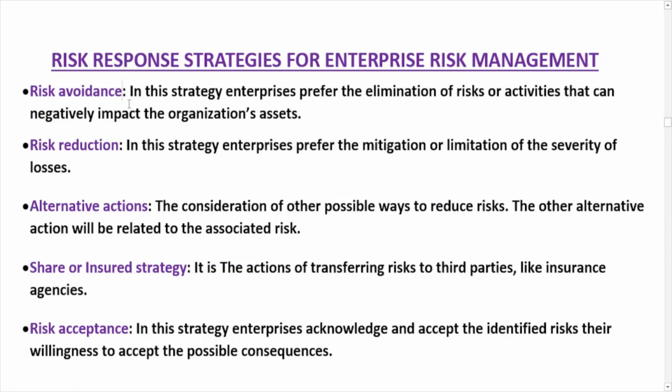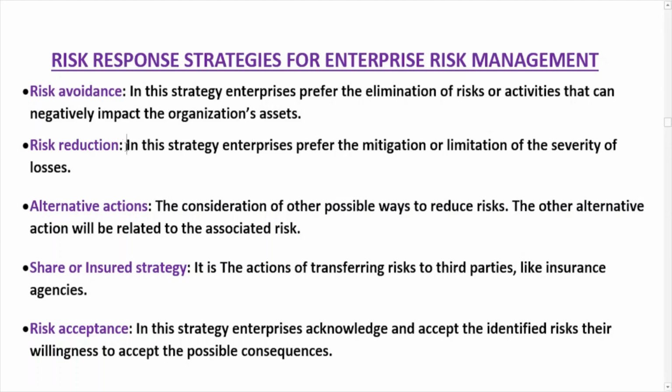In this strategy, enterprises prefer the elimination of risk or activities that can negatively impact the organization's asset. If you take an example for this, let's say an enterprise, after seeing the decline in demand forecast of one of their products, decides that they are cancelling the production of that good. So they can cancel the production of goods to completely avoid the risk of future losses. So this is the example of risk avoidance.